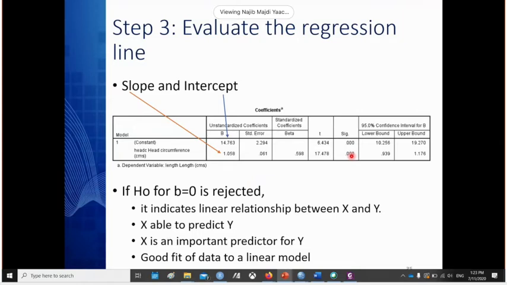Rejecting the null hypothesis here indicates that head circumference is an important predictor for length. It means that you can use head circumference to predict length. This variable is an important predictor to be included in the model, and it has a good fit to a linear model. So we can simply say that this variable is an important predictor for the outcome variable.